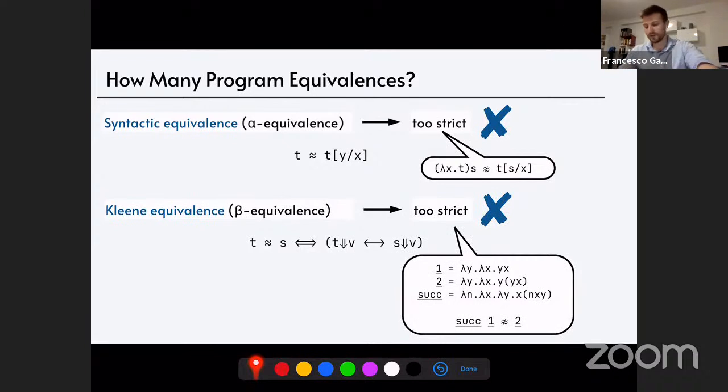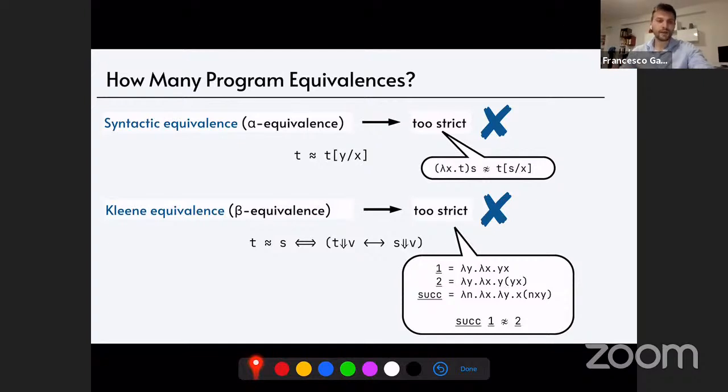It is still too strict. In fact, it is an easy exercise to check that if we go back to our previous example on Church numerals, and if we try to prove that the successor of 1 is cleanly equivalent to the numeral 2, then we get stuck. Again, because the equivalence is still too strict.